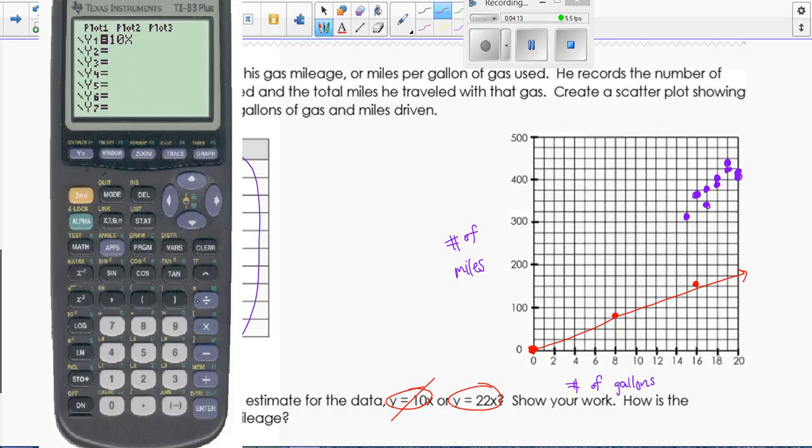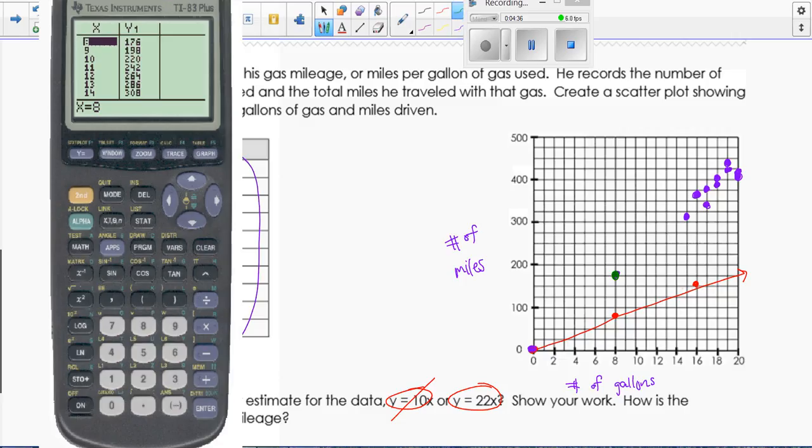So I'm going to go back and change this to 22x, go to my table of values, and plot a couple of these points. So that one's also going to start at 0, 0, and then at 8, it's at 176, so all the way up here, just color.